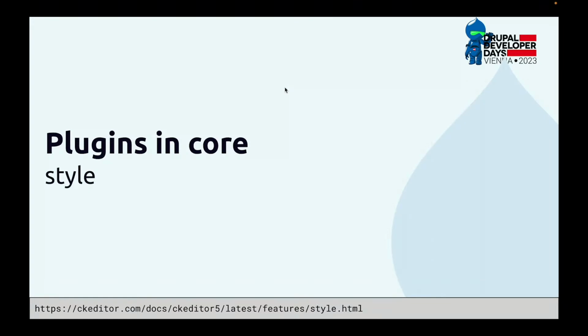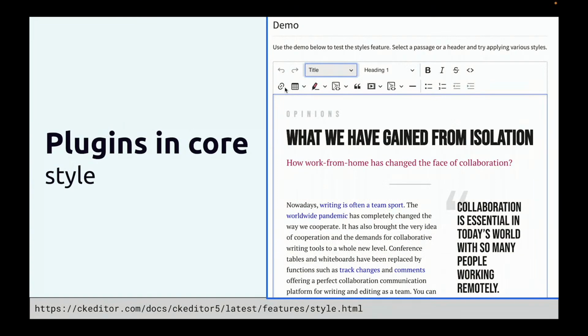Style. Style is an interesting one. I think it's the biggest seller at the moment in terms of what you can do. So apart from this drop-down that you have, like header 1, header 2, whatever you want, you can actually go and do different styles. This is an official demo of what you can do with styles, right? But you can define your own styles.